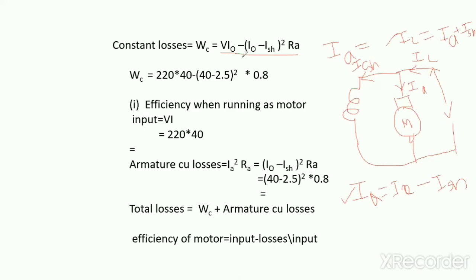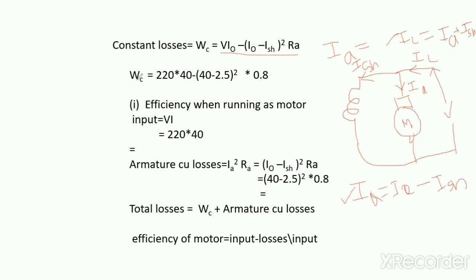Then substitute IL is equal to I naught, since it is the no load test. Therefore, I naught minus ISH whole square into RA. The constant losses WC is equal to V I naught minus IA square RA. What is the formula for IA? IA is equal to I naught minus ISH. Then we substitute all the values in this formula.